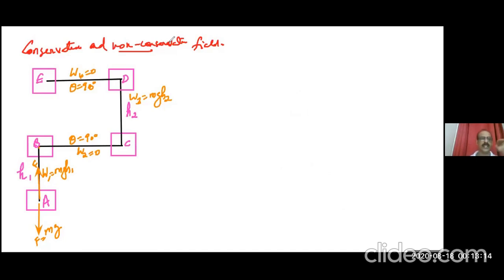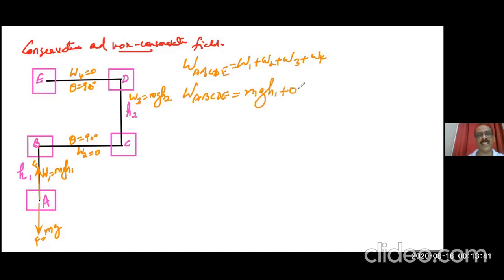Now you can see that total work done in lifting the object along the path A, B, C, D, E is equal to W1 plus W2 plus W3 plus W4. So W_ABCDE is equal to mgh1 plus 0 plus mgh2 plus 0. Then W_ABCDE is equal to mg into h1 plus h2. This is equation number 1.